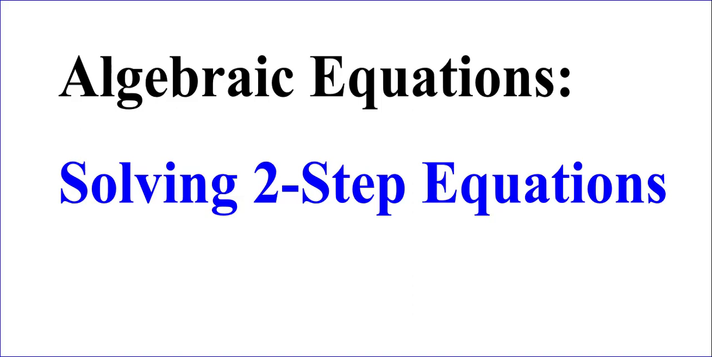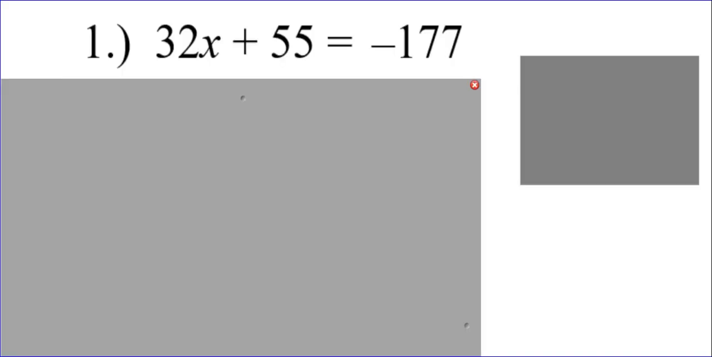Algebraic equations, solving two-step equations. What do I mean by two-step? Well, I mean there's two things happening to the variable. On problem number 1, you can see the variable is being multiplied by 32, but then also on that same side of the equal sign, it is being added by 55. So which do we do the inverse of first?